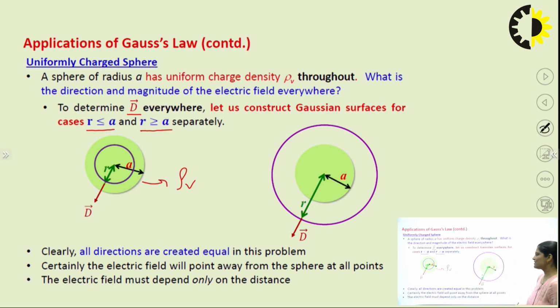Clearly, all directions are created equal in this problem. The electric field will point away from the surface at all points, and the electric field must depend only on the distance.